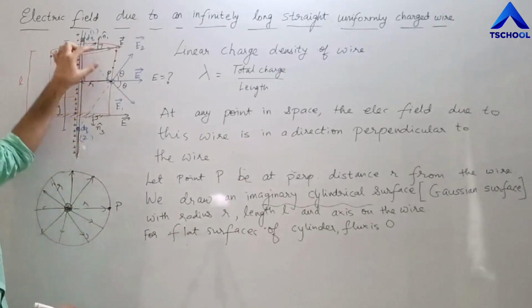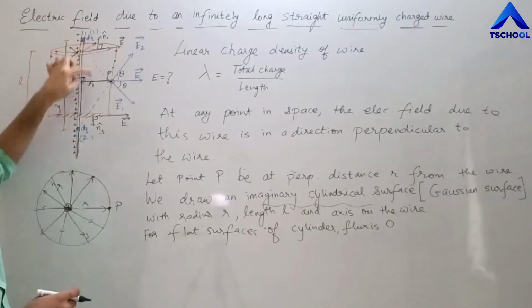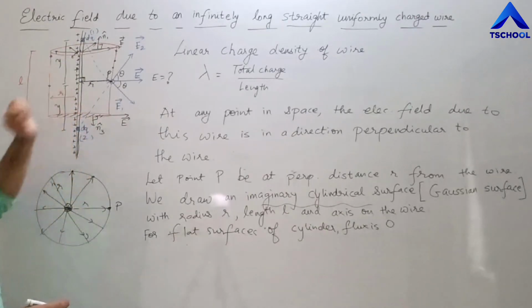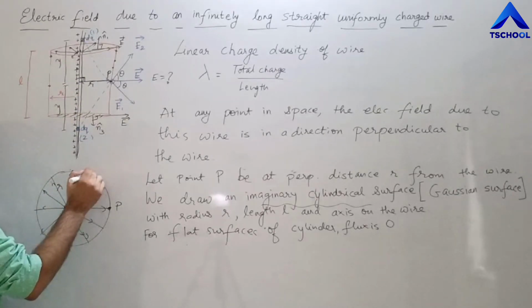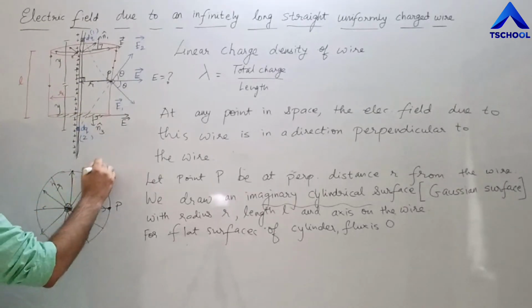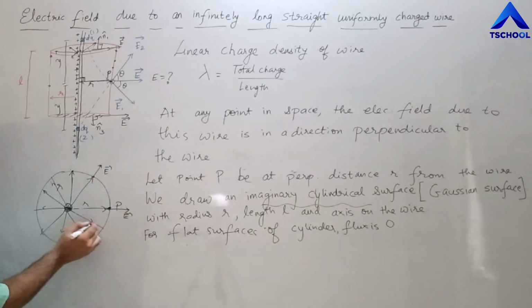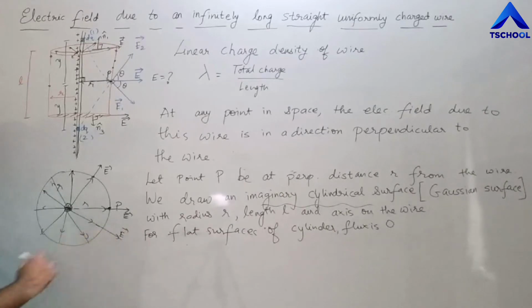because the normal is making an angle of 90 degrees with the electric field. But what about the curved surface? Well, come back to this diagram. If you talk about the curved surface, we are finding that the electric field at each point of the curved surface is going to be outwards from that positive charge, right?